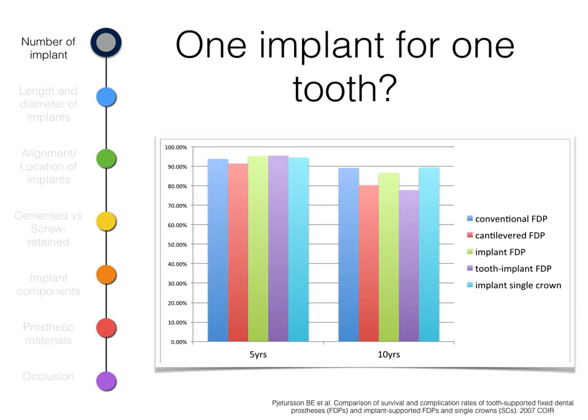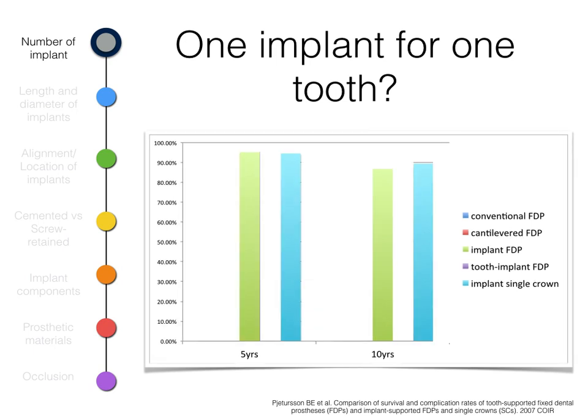So do we really need one implant for a single missing tooth? This data is from a research study in 2007. The researchers collected many different papers and came up with the survival rate statistics. In their research, as you can see, the green one is the implant bridge, and the blue one is the implant single crown.